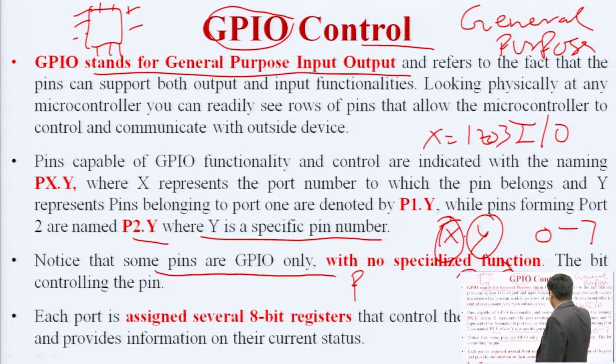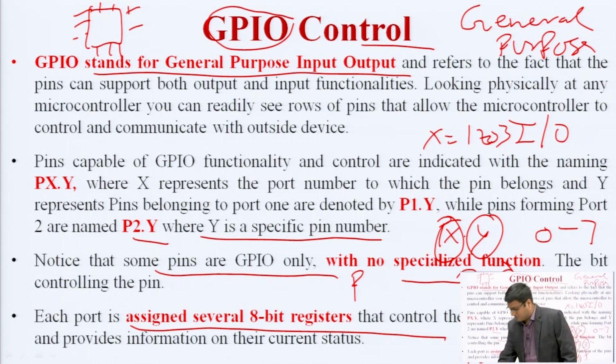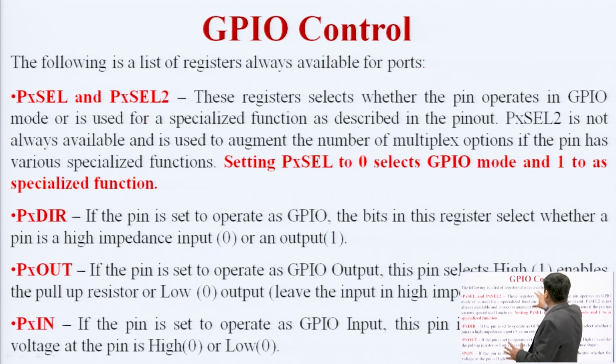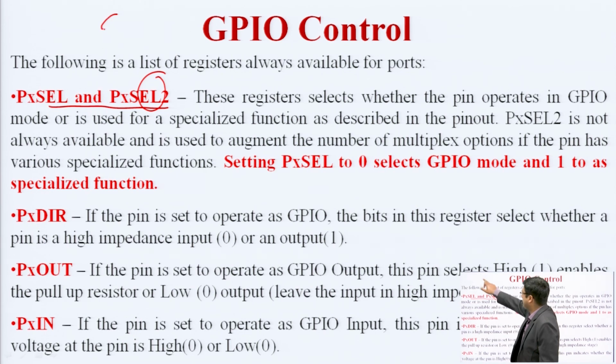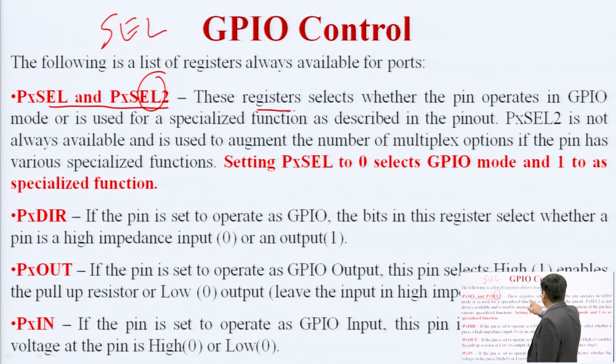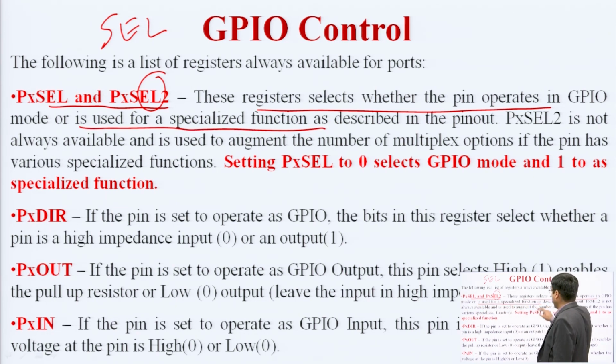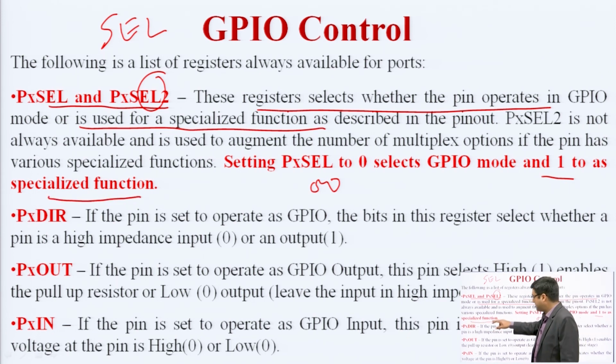Some pins are GPIO only with no specialized function. In MSP430 some pins have no specialized function. Each port is assigned several 8 bit registers. We will discuss what the various registers are. There are various registers available in ports: PxSEL and PxSEL2. As the name implies, we are selecting some bits here. These registers select whether the pin operates in GPIO mode or is used for a specialized function. If it equals 0, then it works in GPIO mode, and 1 represents that it works in specialized function mode.